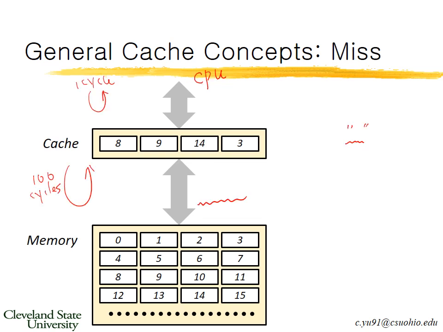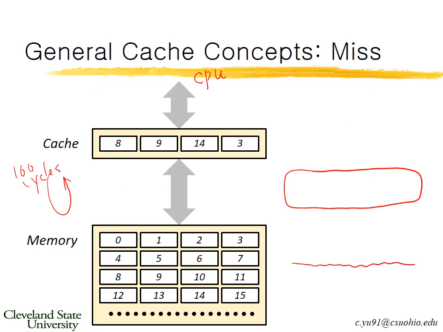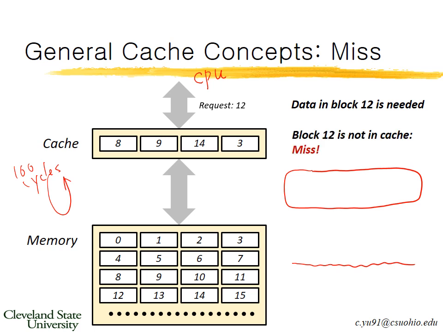On the other hand, the CPU is requesting the data in block number 12, and unfortunately, currently the cache does not have block 12 inside. So it is considered a cache miss. If it is a cache miss, there is no other way but to access the memory to bring block 12 and copy it into the cache. Block 12 in this case is fetched from main memory. Of course, it takes 100 cycles, much slower than cache access, but you cannot avoid that.